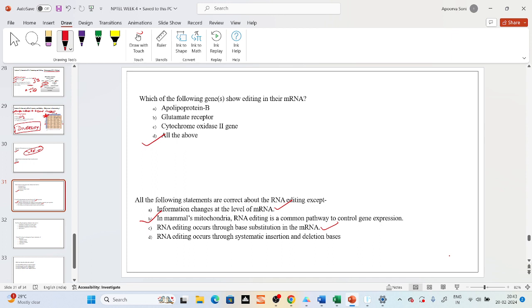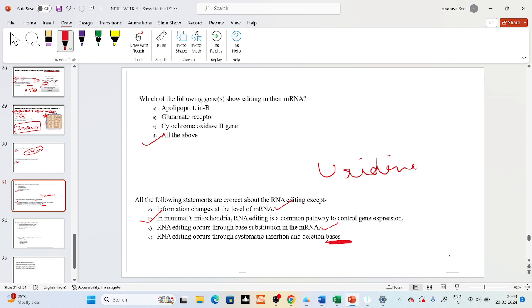Now what can be your question? That here it is written insertion and deletion, and just now we have seen that insertion and deletion of only uridine takes place. Then how this can be the correct statement and that can be the incorrect statement? See, now when you deal with multiple choice questions, that is what you have to see. You have to select the statement which is most appropriate in the context of the question.